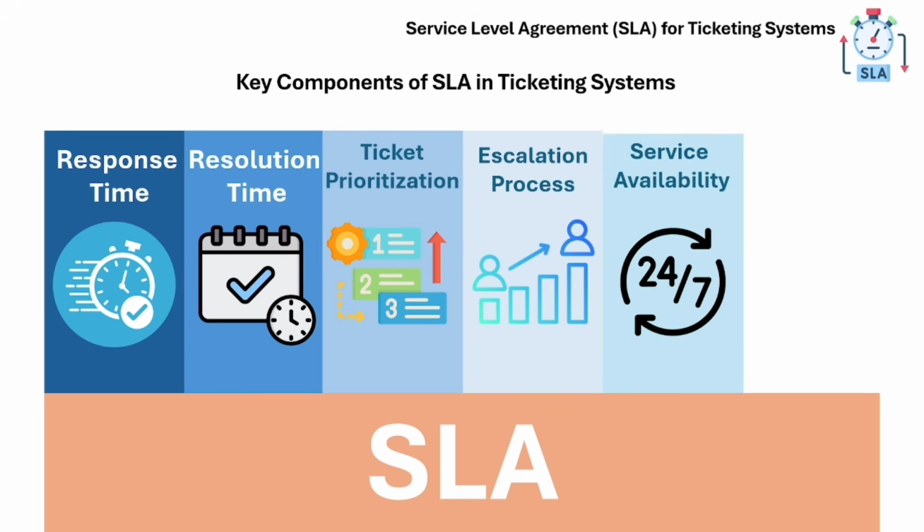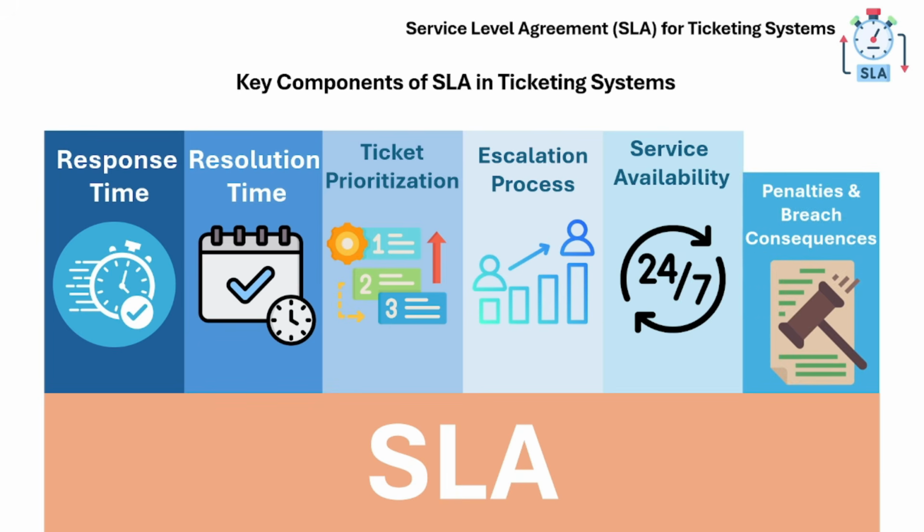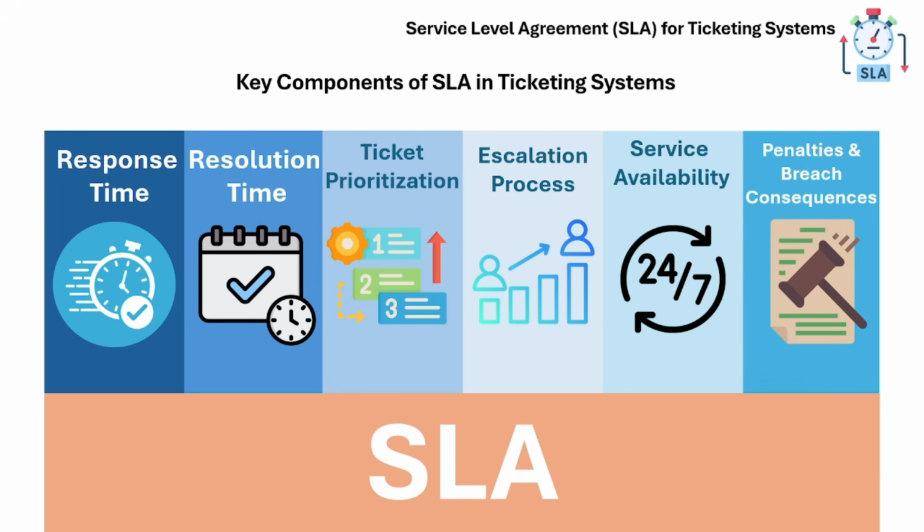Service availability specifies support hours, for example, 24/7 or business hours only. And penalties and breach consequences. This defines what happens if SLAs are not met.